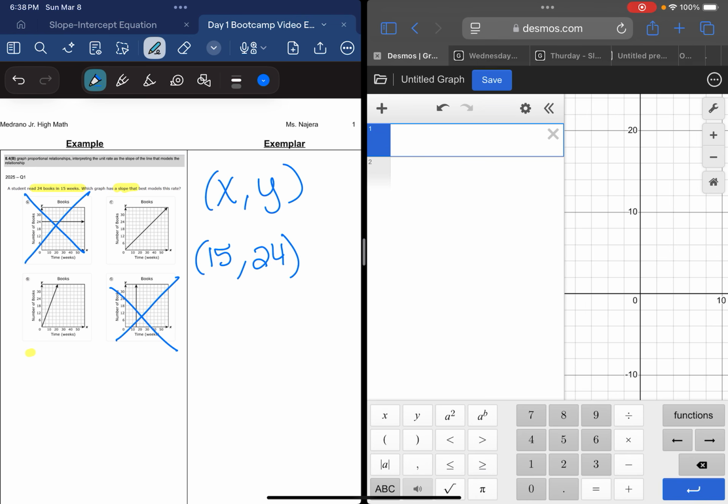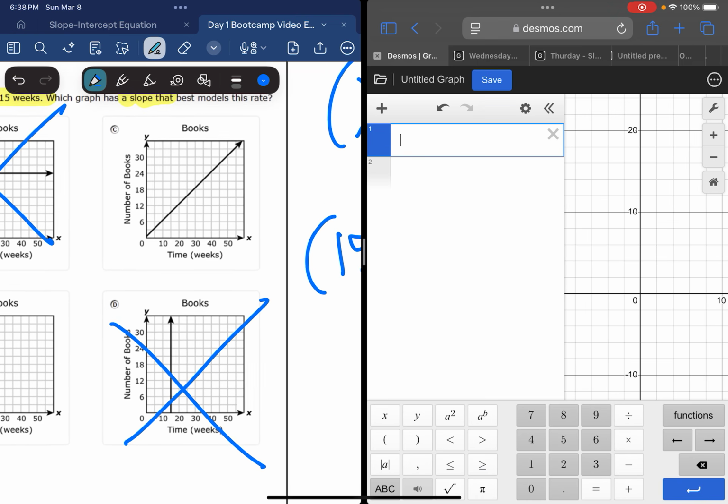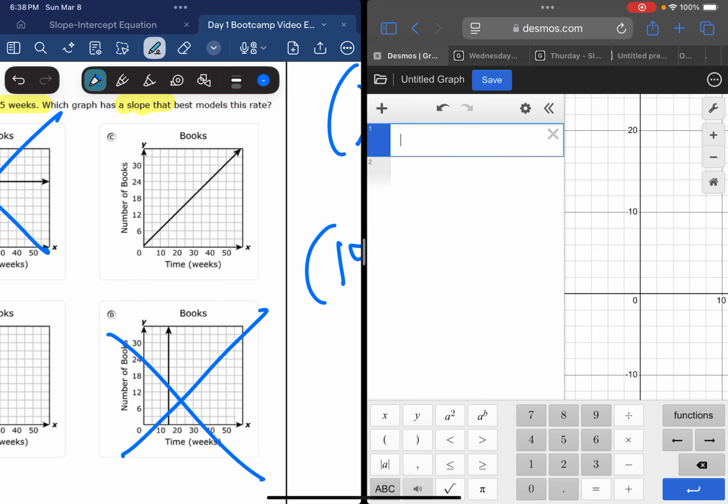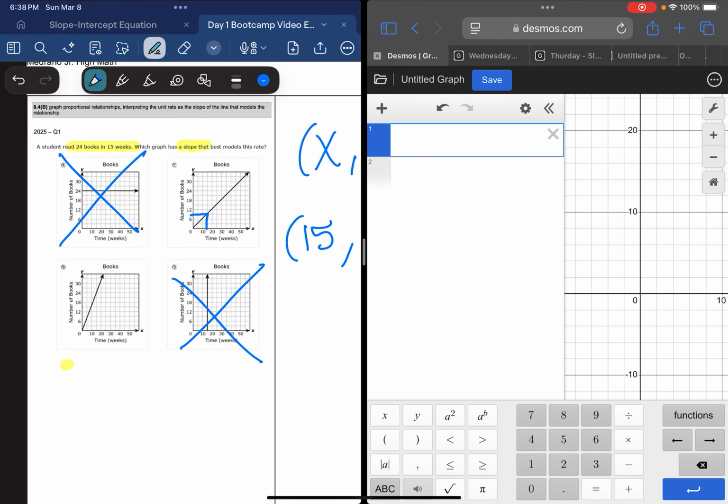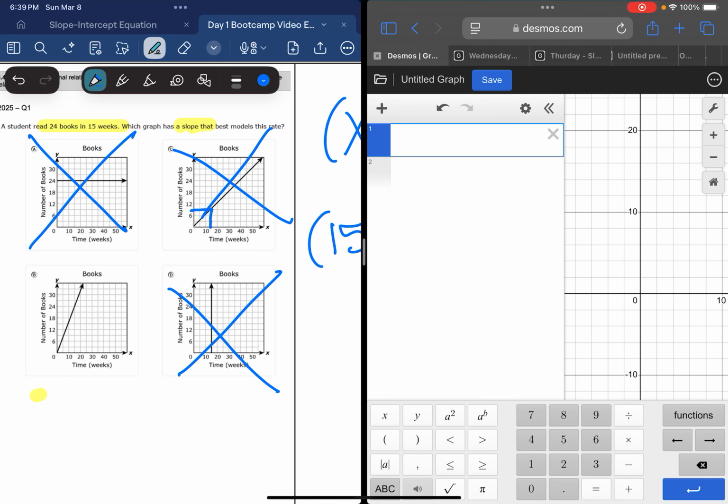So 15 is going to be between 10 and 20. And this one goes up to between 6 and 12. Well, we know that won't be it. Again, 15, and we stop at the graph, and we get 24. So we know our answer here is B.